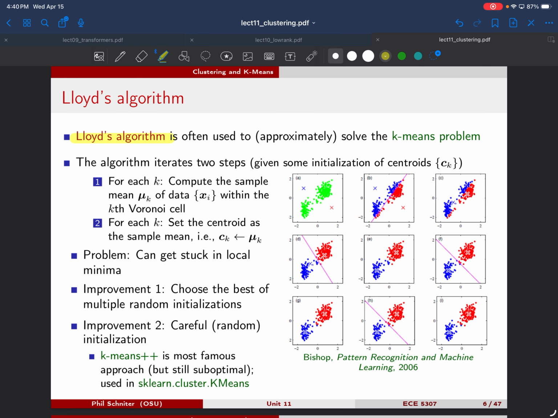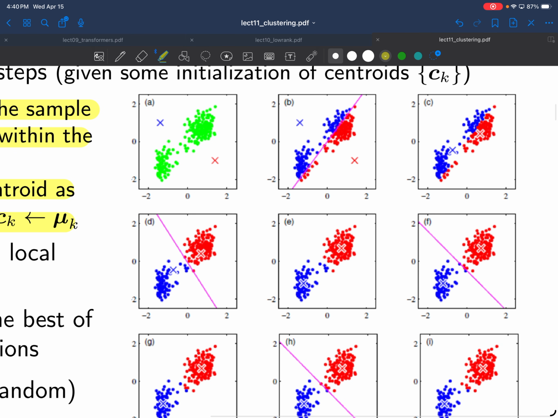First step is for each possible cluster k, you compute the sample mean, mu k, of the data within the kth Voronoi cell. Once you know those means, the second step is for each k, you just reset the centroid at the sample mean. So let's take a look at this picture. Here's our data, and we start with some initialization of the centroids. So let's say that these are our 2 centroids that we initialize.